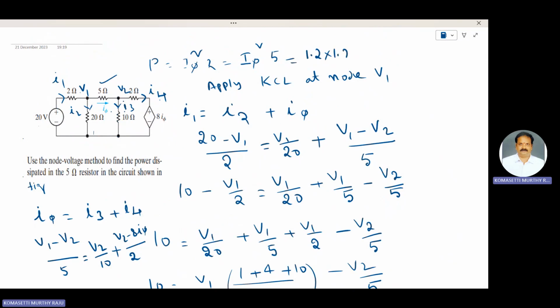Power is 1.2 into 1.2 into 5. That is 144 by 100 into 5, that is 72 by 10, which is 7.2 watts. The power dissipated in the 5 ohm resistance is 7.2 watts. This is the final answer.